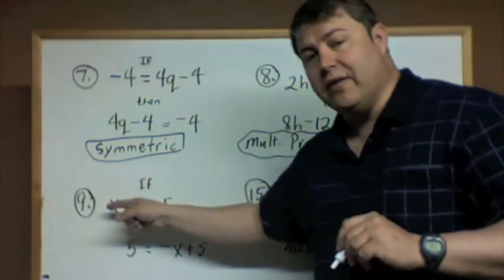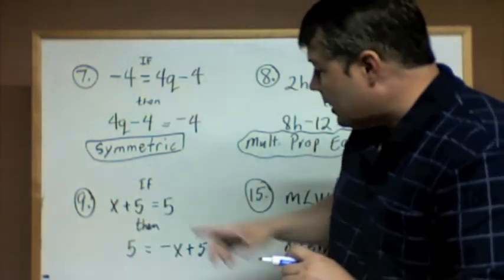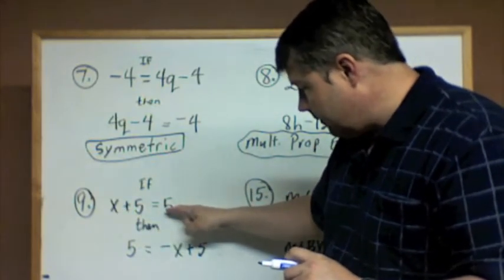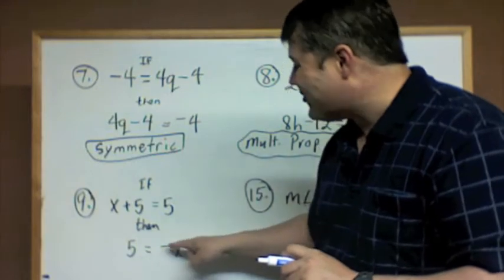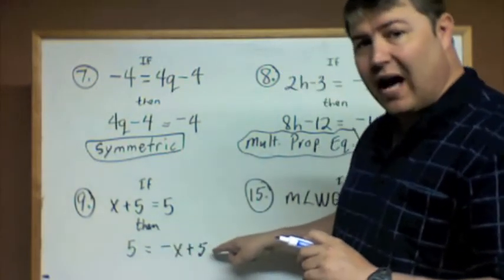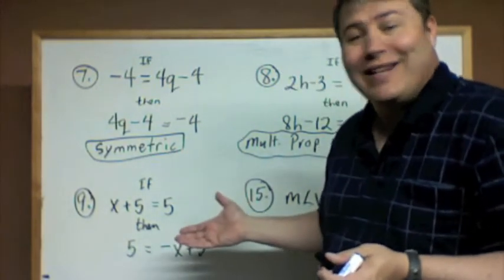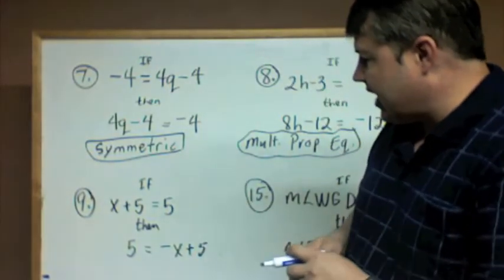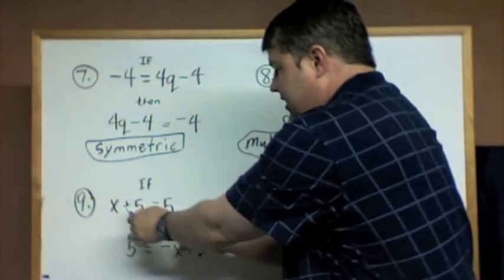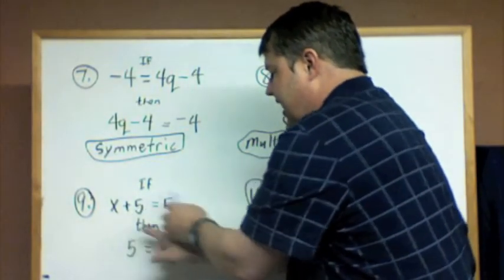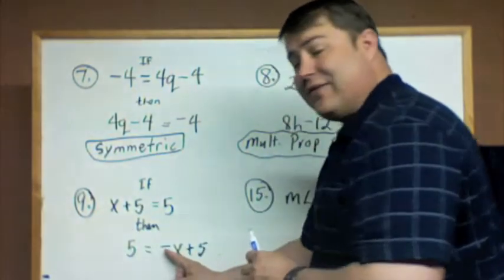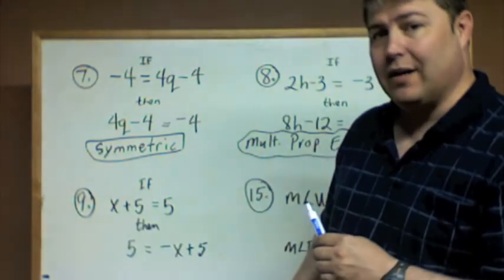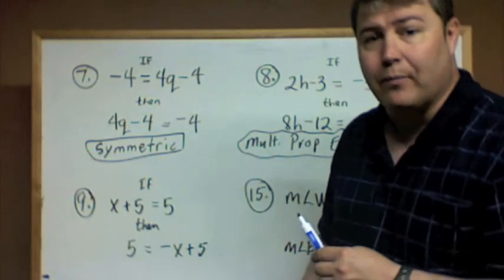Now down to number 9, and this is kind of a tricky one. It says if x plus 5 equals 5, then 5 equals negative x plus 5. And then the question is what they do from there to there. Well, you might want to say to yourself, well, all they did was take this side of the equal sign and that side and flip them around, but that negative sign says, nuh-uh, there was no negative on the x up here, so that can't be it. It can't be symmetric property.